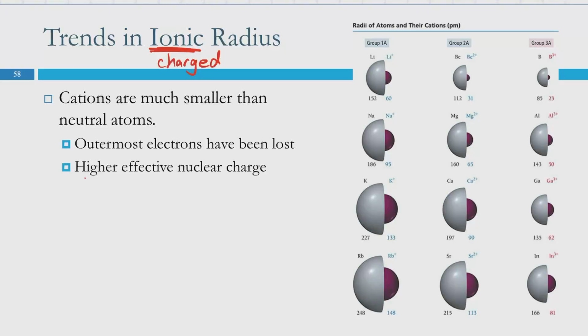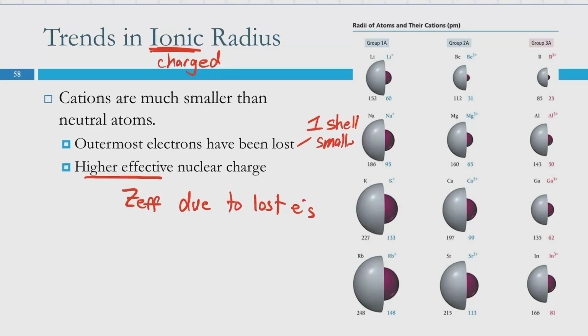In addition, there's also higher effective nuclear charge. That's that Z effective, because we've lost a couple of electrons. So hopefully, kind of a no-brainer. You take away electrons and it gets smaller.